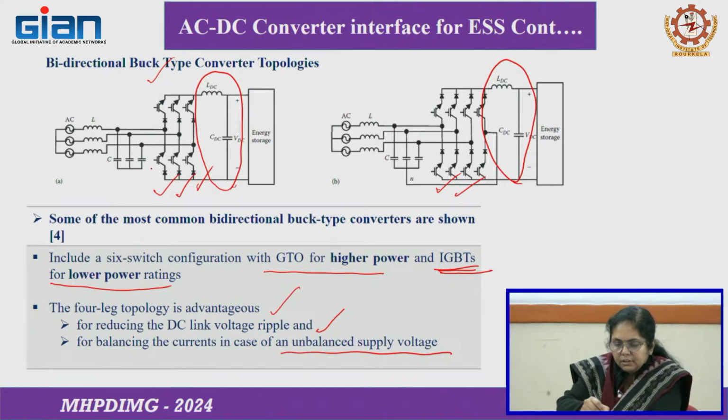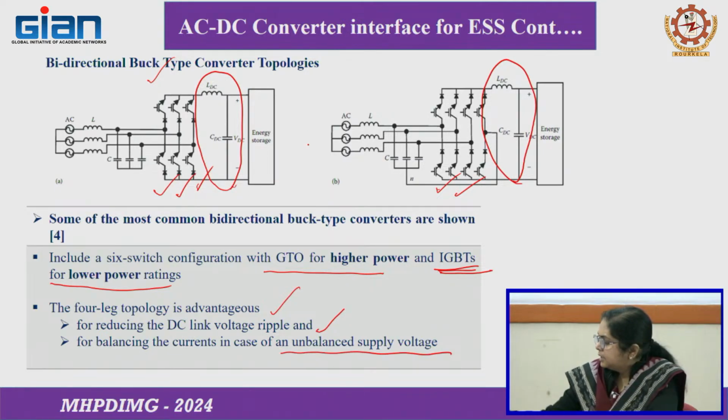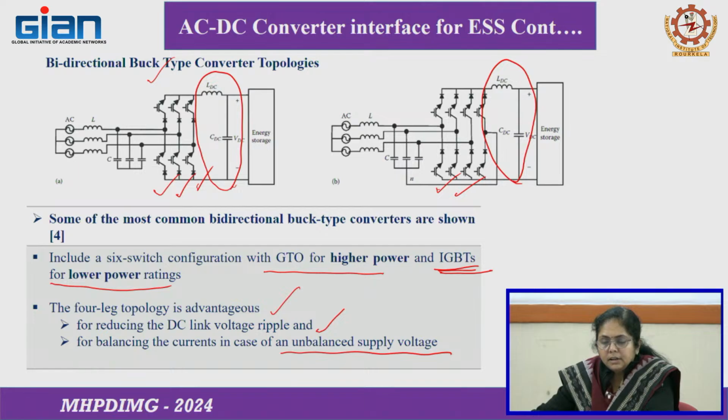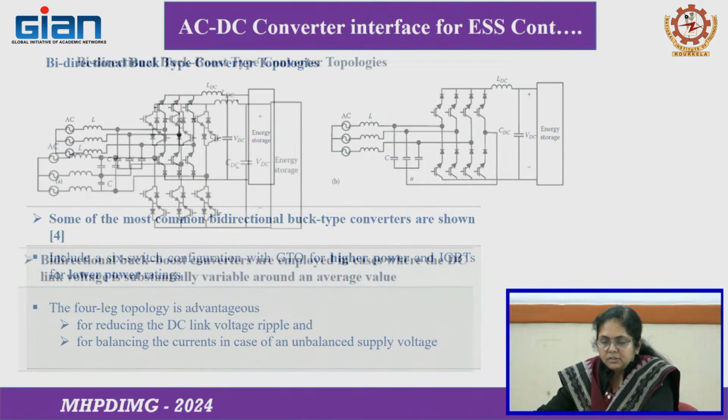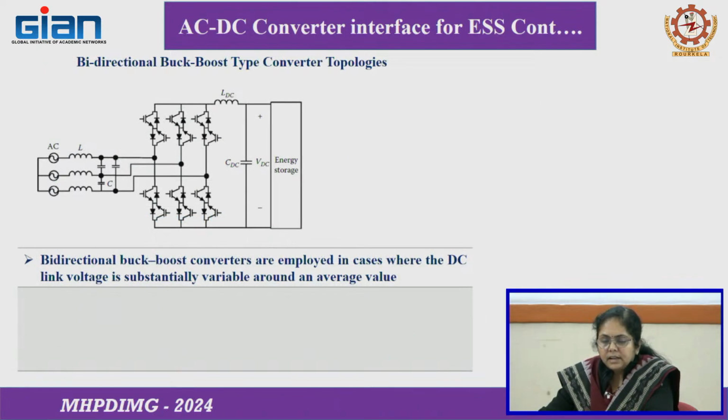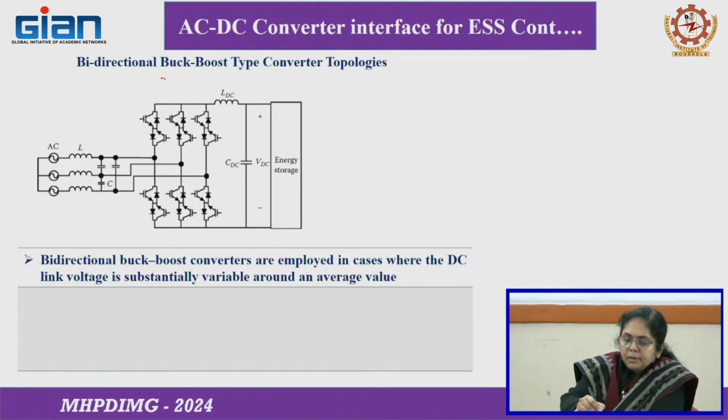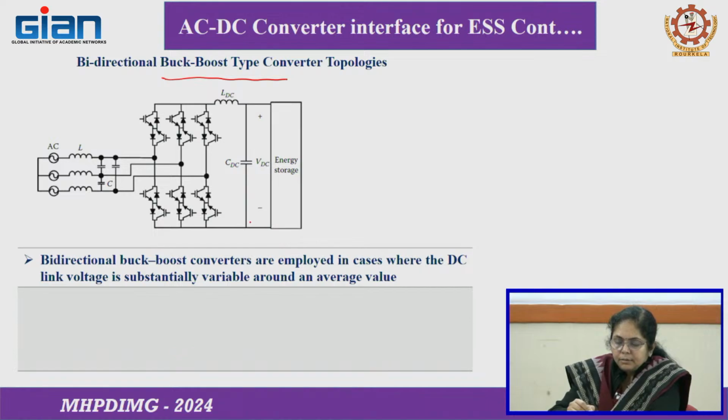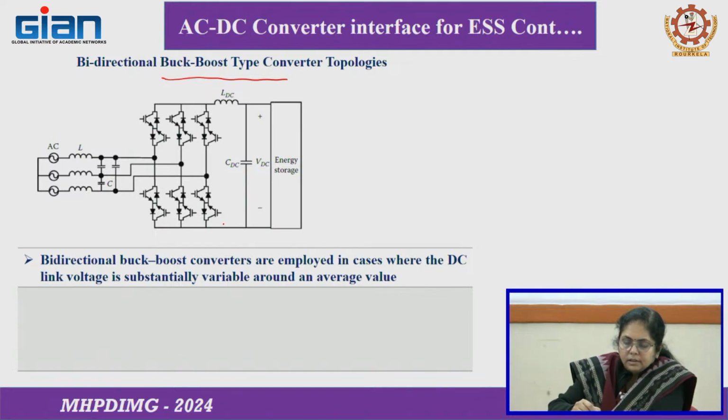I am just giving you an overview of the bidirectional AC-DC converter that is being used, and some standard topologies. So, this is another type, the third one, the bidirectional buck boost type, where I have shown only the 3-leg structure. Okay.